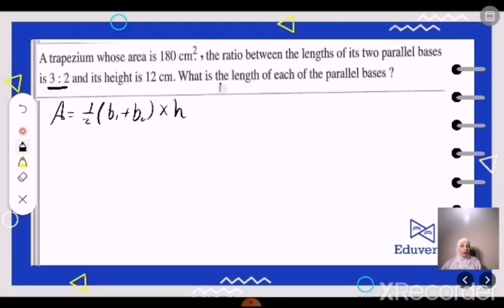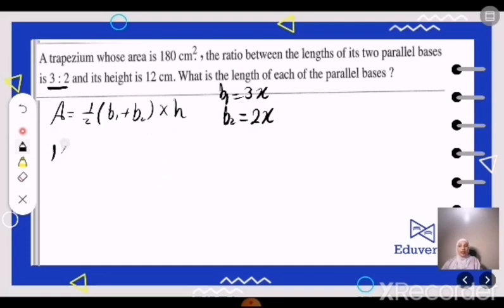So I can say that base 1 may equal 3x and base 2 may equal 2x. So now I have base 1 and base 2, and this is the ratio. I don't know this x, it's just a value. When we simplify them together, it becomes 3:2. So now we need to know this value x to get the length of each base.